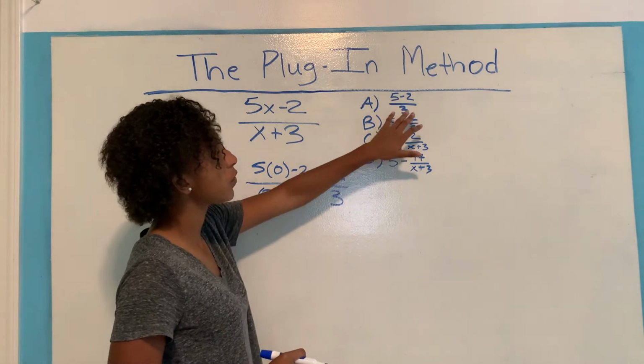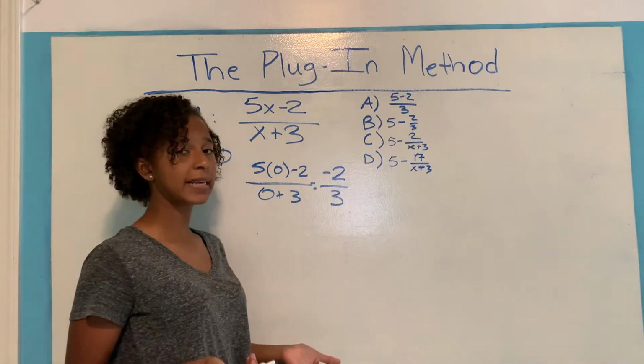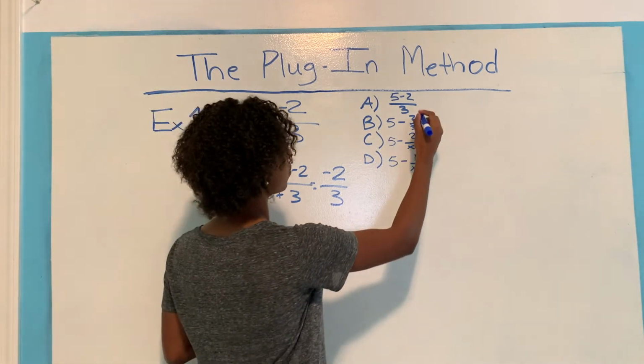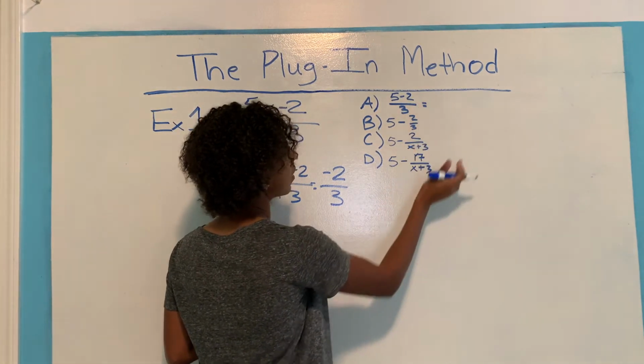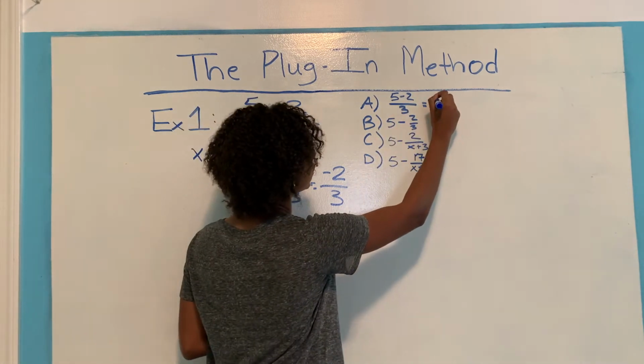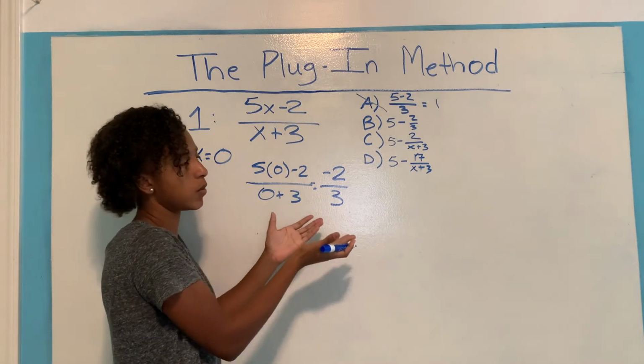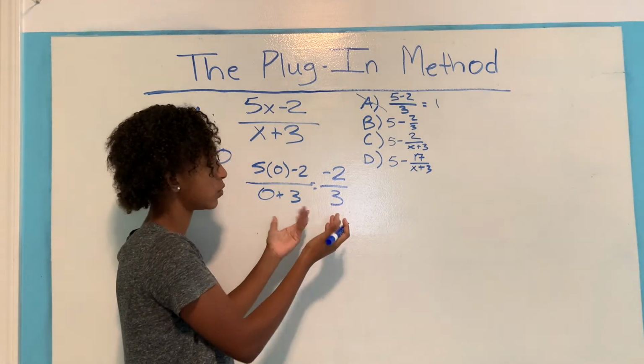So let's get started with these answer choices. Our first one over here, or our first two actually, don't have any x's in them, so you can really just simplify them pretty quickly. 5 minus 2 equals 3, and then it's going to be 3 over 3, which is equivalent to 1. So A cannot be it because it does not equal negative 2 over 3.